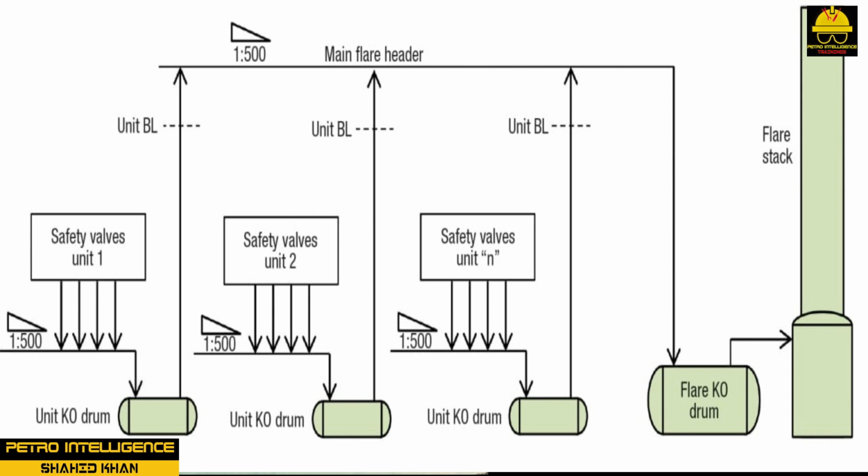This separation is made to avoid freezing, with consequent plugging due to ice formation of the wet vapors. Both systems go to their respective knockout drums, where the cold vapors are warmed and then combined and sent to the flare stack.